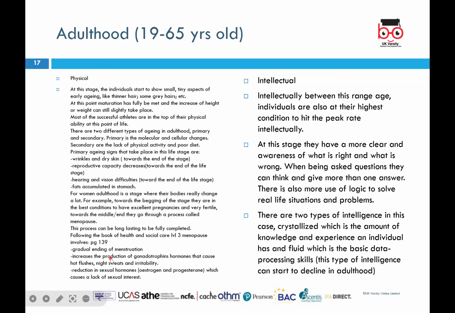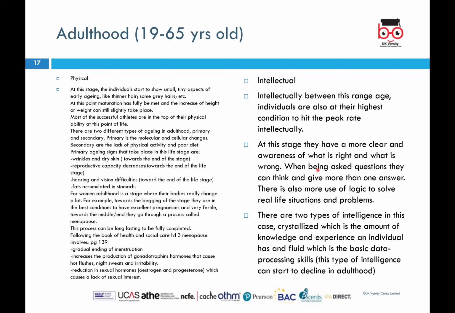There are hormonal changes that occur. Menstruation starts decreasing because of menopause, and there's an increase in the production of a hormone called gonadotropin that causes hot flushes and irritability in women. Intellectually, they also change. They're at their highest condition, at the peak rate intellectually. At this stage, they have a clearer level of understanding and awareness of what is right and wrong. When being asked questions, they can think and give more than one answer.